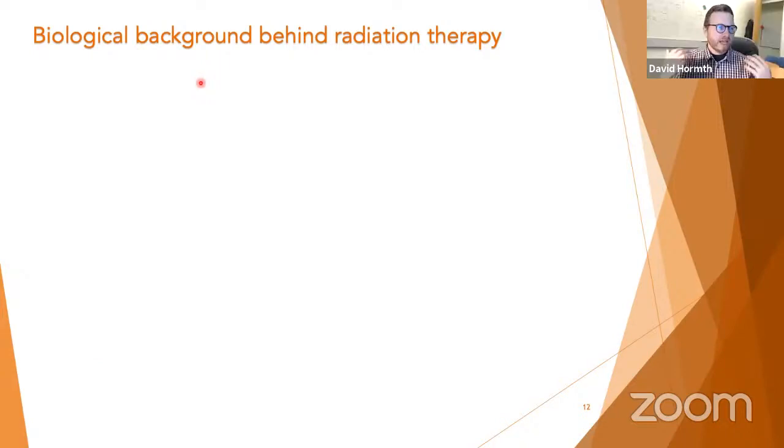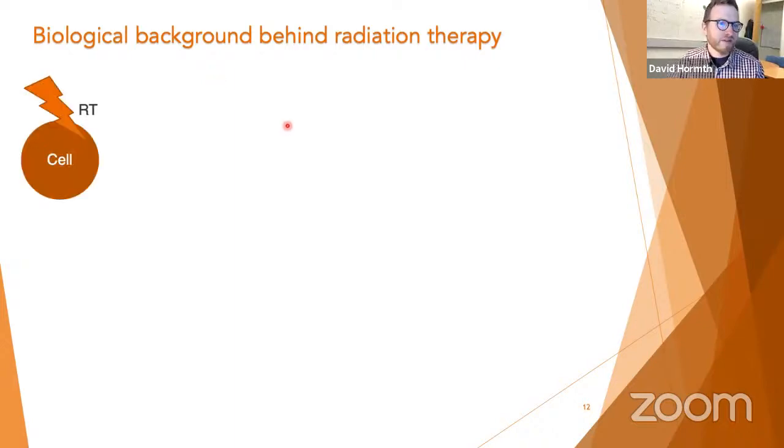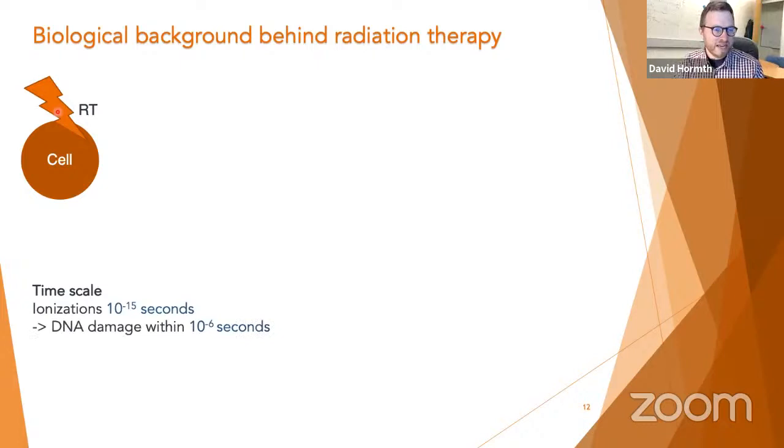So to begin to model response to radiation therapy or tumor growth, we need to look at how radiation therapy interacts with tumor cells. Immediately after tumor cells are irradiated with this lightning bolt of radiation therapy, ionizations occur very quickly, within 10 to the minus 15 seconds. DNA damage occurs within a microsecond.